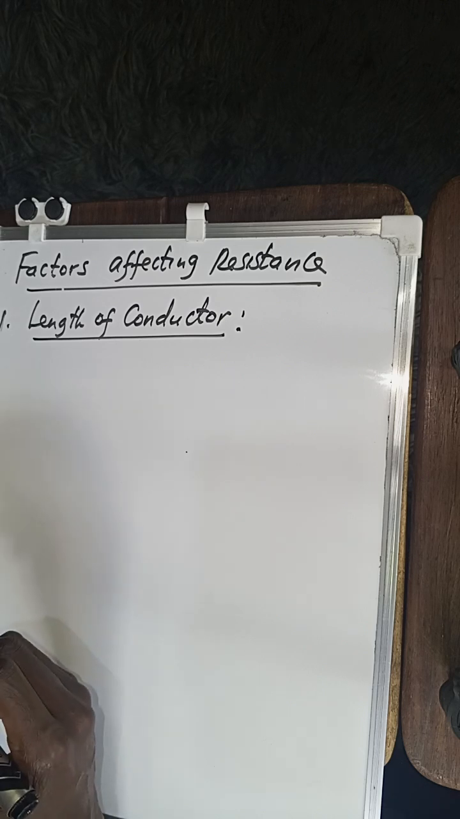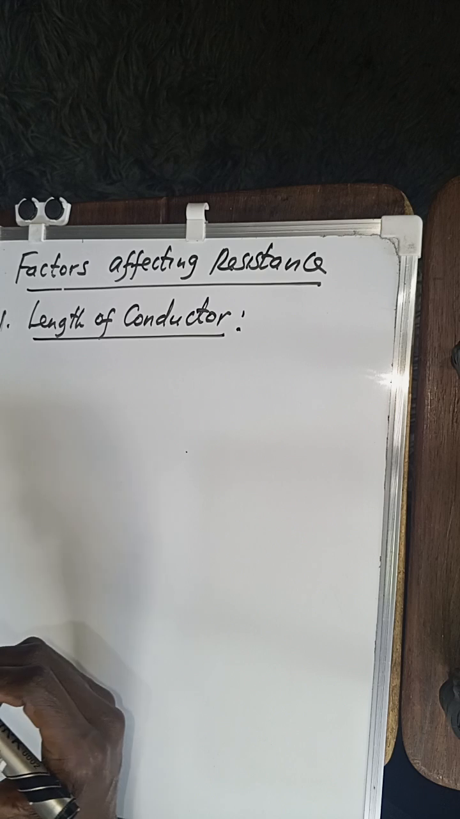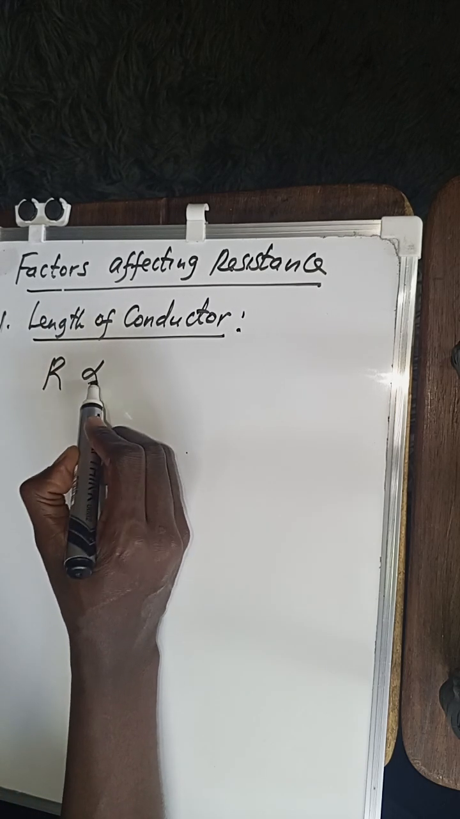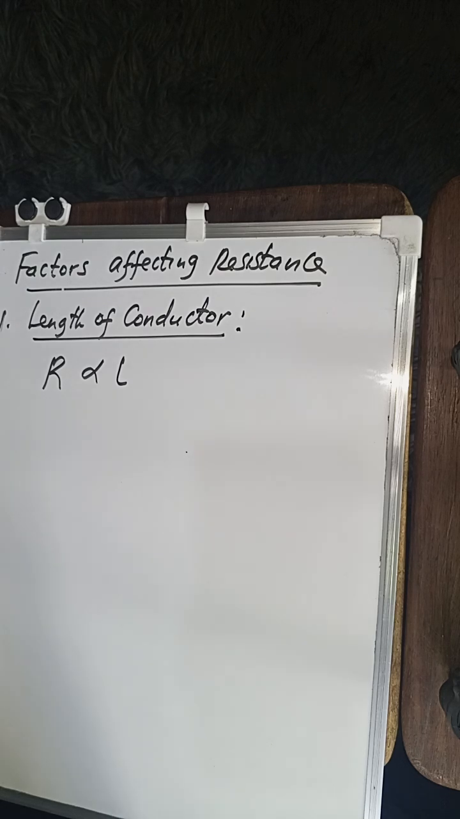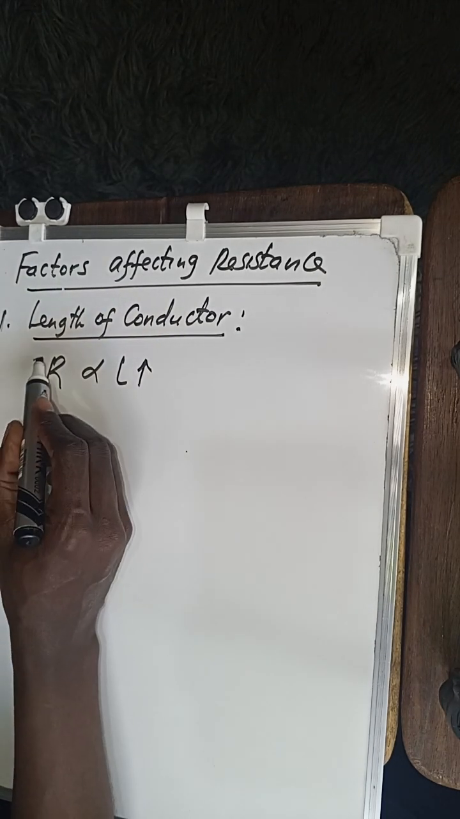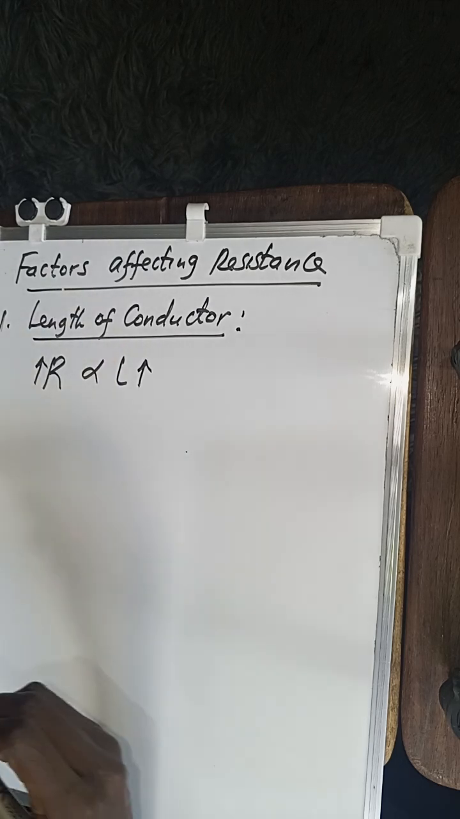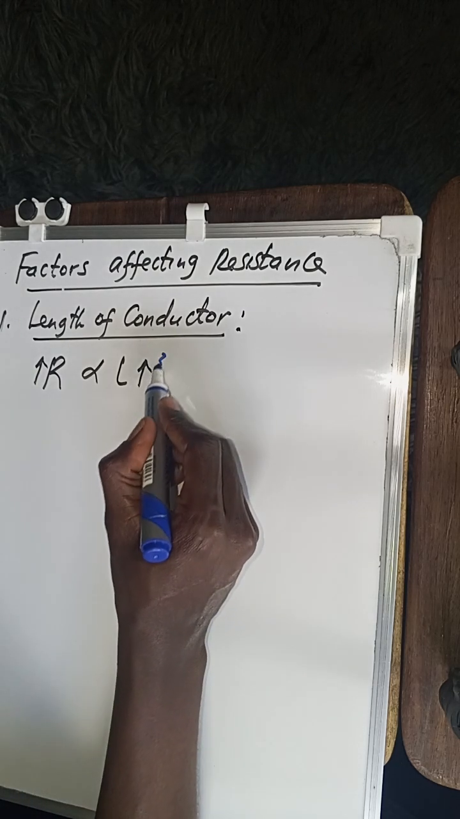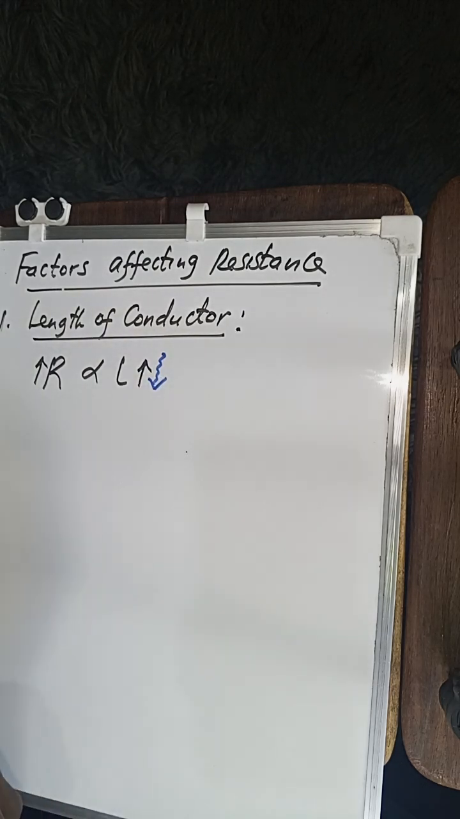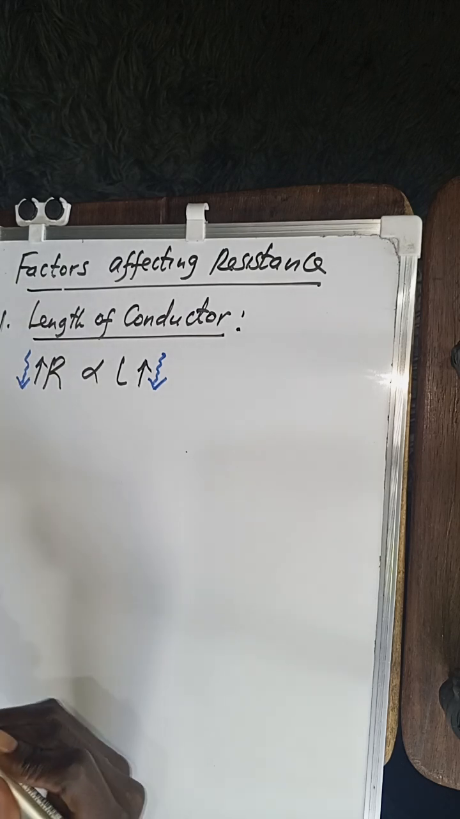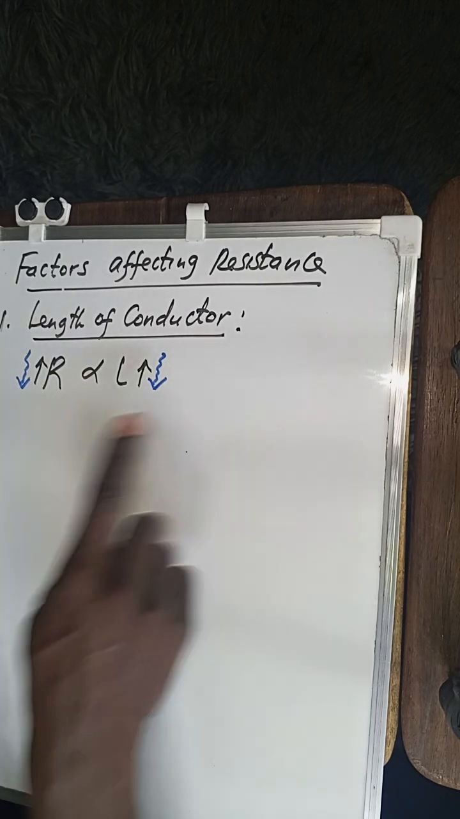Well, when you look at the relationship between resistance and length, resistance is directly proportional to the length of the conductor, meaning that if you increase the length, it simply means you are going to have more opposition. On the other hand, if you reduce the length of the conductor, you are reducing what we are calling resistance. So that's the whole idea.